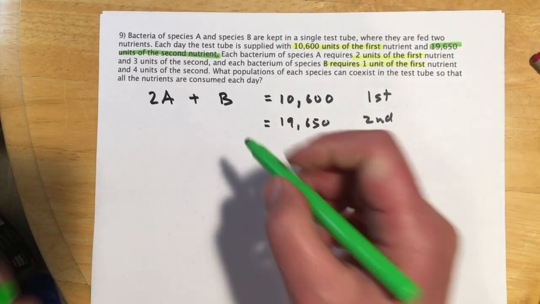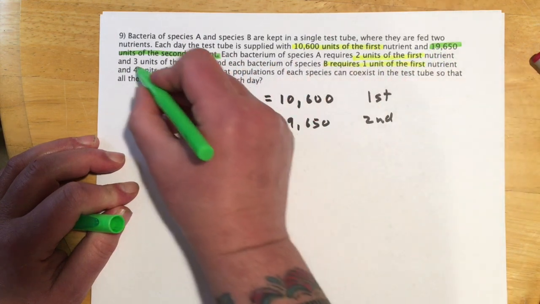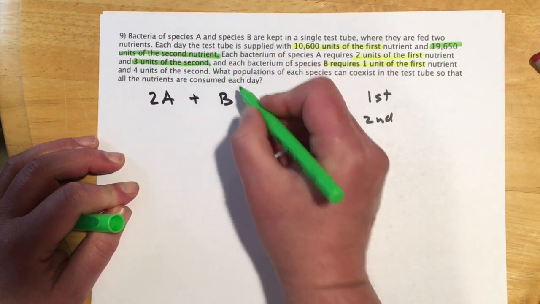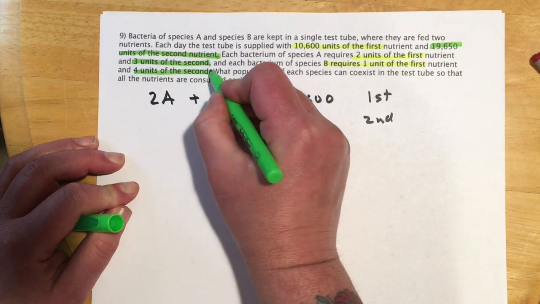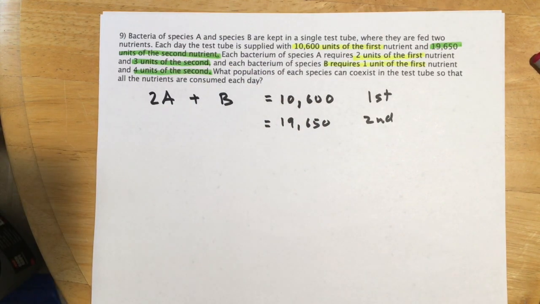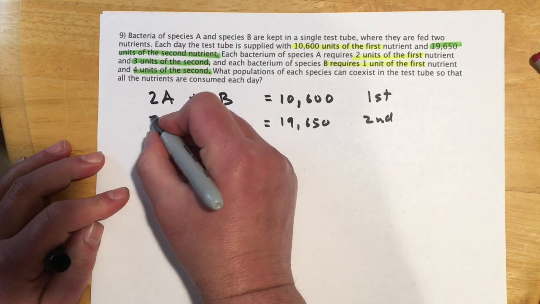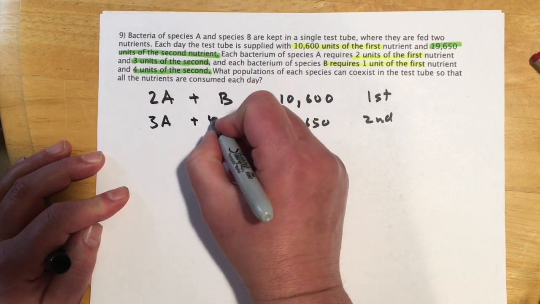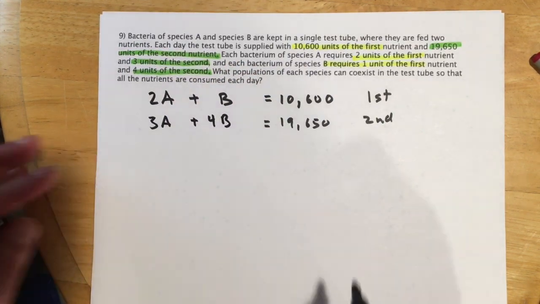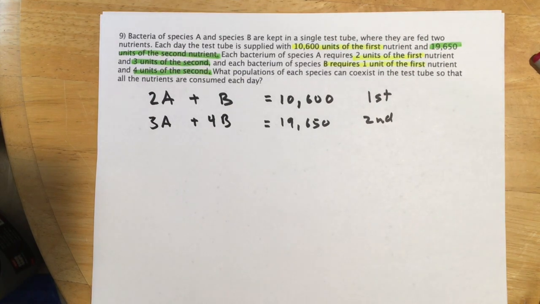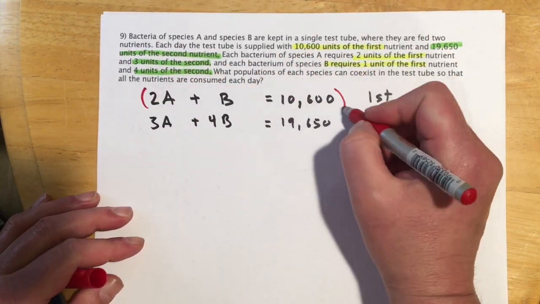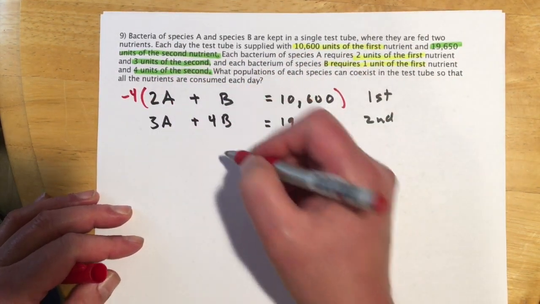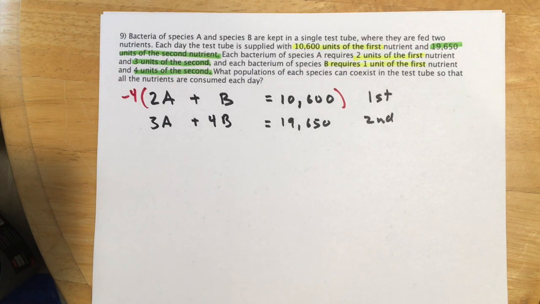And then for the second nutrient, A consumes 3 of the second and B consumes 4 of the second. So for every A, they're going to eat 3 units of the nutrient, and for every B, they're going to eat 4 units of the nutrient. And then that gives us our 2 equations. So I just went with multiplying this top one by a -4, and then that's going to have the B's drop out.